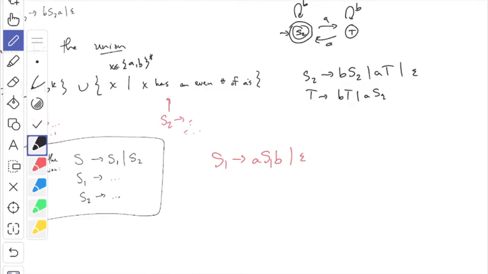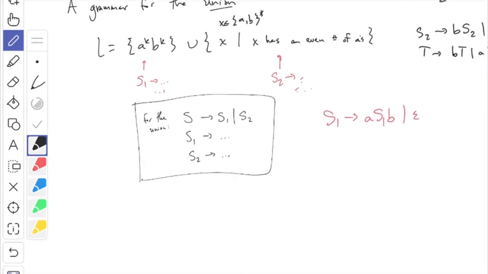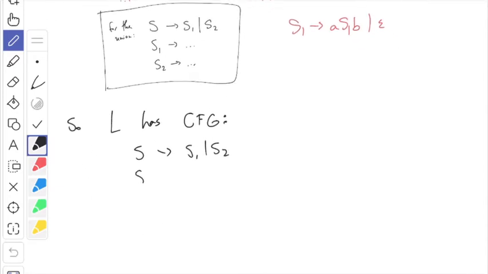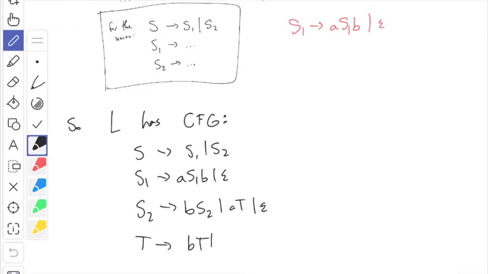All right. So for this example, L has a context-free grammar as follows. S goes to S1 or S2, and then S1 goes to A S1 B, or epsilon. S2 is that more complicated thing. B S2, or A T, or epsilon. And then T goes to B T, or A S2. I think that's my final answer.